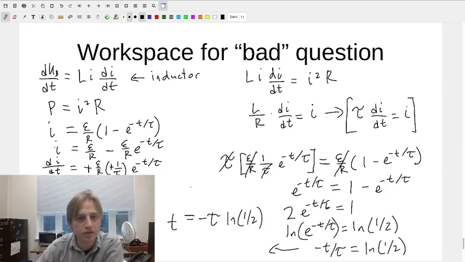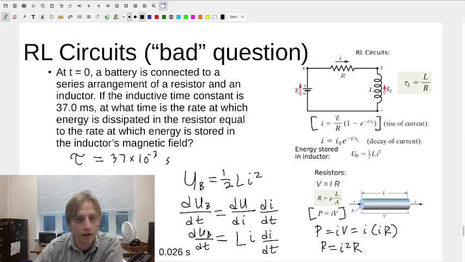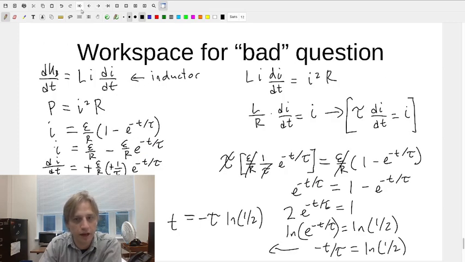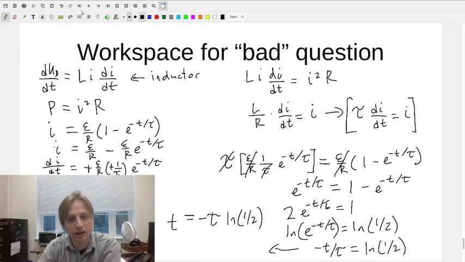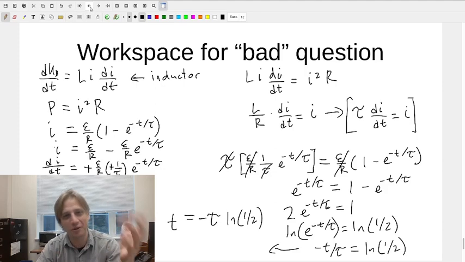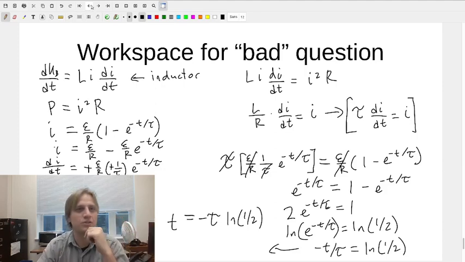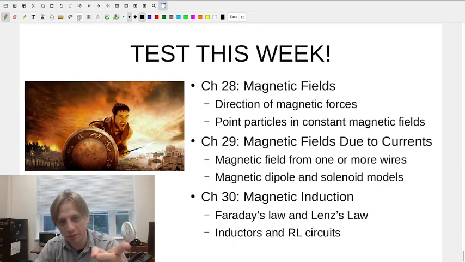Okay, so then I just have to put in my tau, which is 37 times 10 to the minus 3rd seconds, and then put in my log of 1/2, and I should get to my answer, which is 0.026 seconds. Okay, so that's a bad question because it's got a lot of work in it, and you don't get a lot of insight from it. I'm just putting it in there because I had a question about it from a student.